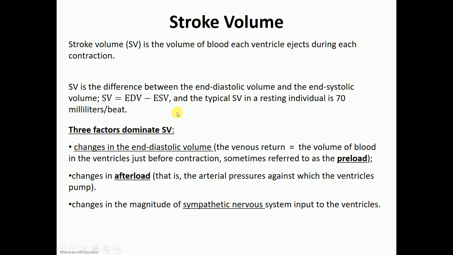So what are the three factors that can change or dominate the stroke volume? Well, obviously these two, so changes in the end-diastolic volume.